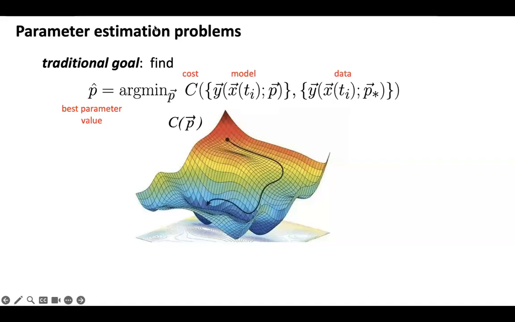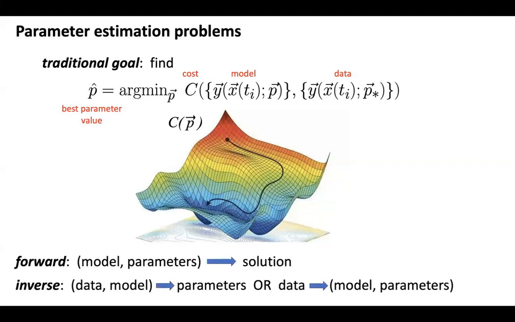Traditionally, what we want to do to find these best parameters, we define a cost function that depends on the data, some comparison between the data and the comparable quantities computed from our model variables for whatever parameter value we should happen to pick. And then we have a cost surface over parameter space, and the best parameter value will minimize this cost. And so that's the traditional goal here.